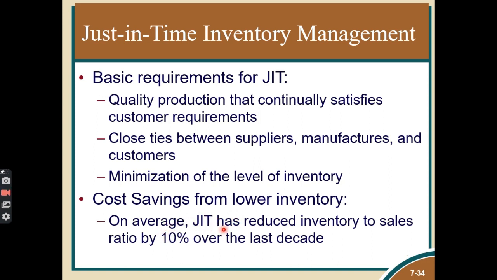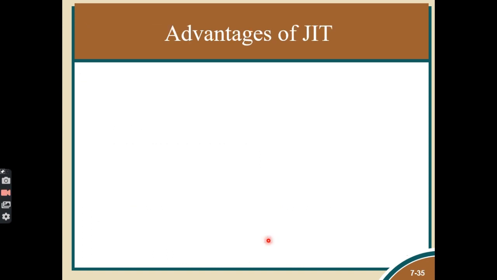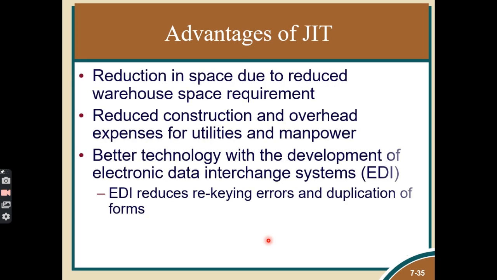Cost savings from lower inventory. On average, just-in-time has reduced the inventory-to-sales ratio by 10% over the last decade. So basically, it means that there will be lower inventory costs, so there will be additional funds or additional cash available for the business, and there is a lesser risk of obsolescence and unsold inventory. So in theory, just-in-time is actually a good practice because you are only producing goods that are going to be sold.